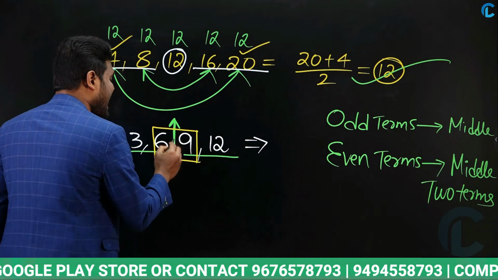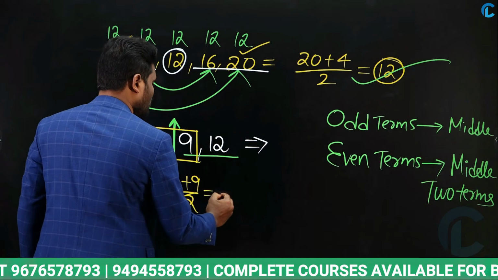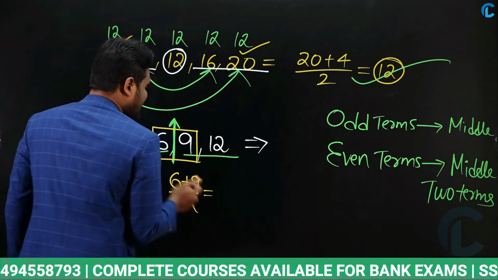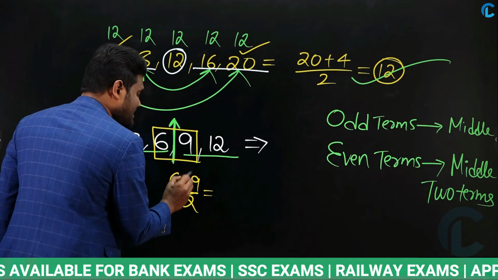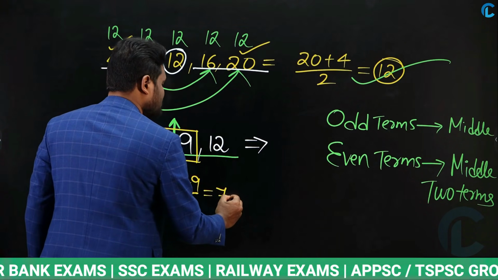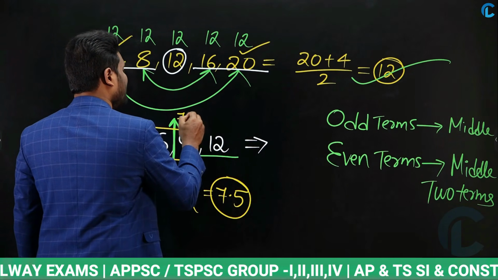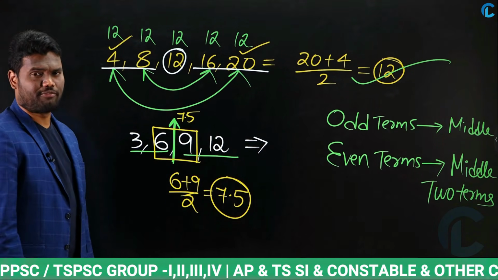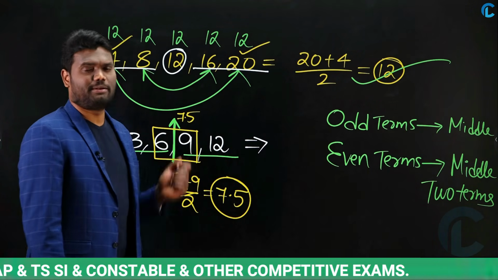So you need to calculate the average for these two, that is 6 plus 9 by 2. 6 plus 9 is 15. 15 by 2 is nothing but 7.5. So I can say that exactly in the middle we are going to have 7.5. So the average for 3, 6, 9, 12 is 7.5.